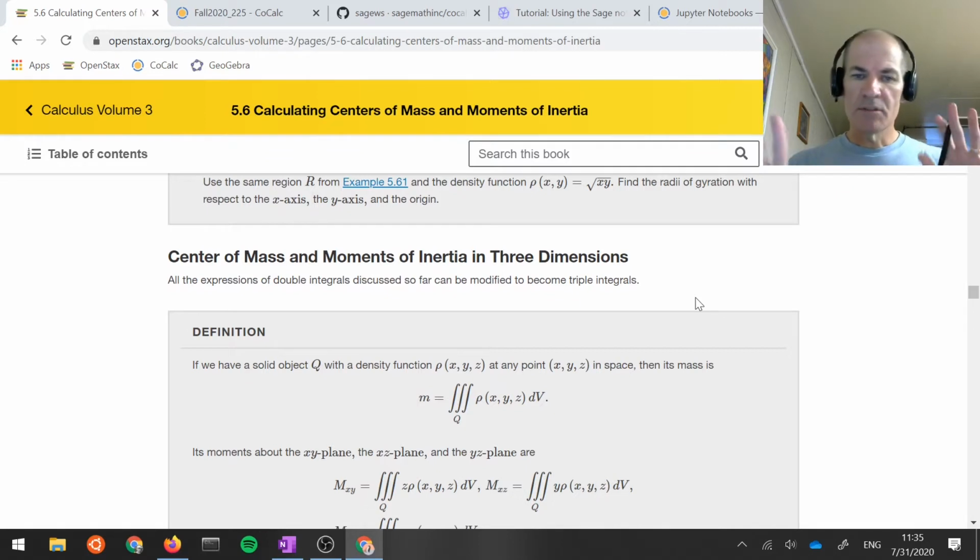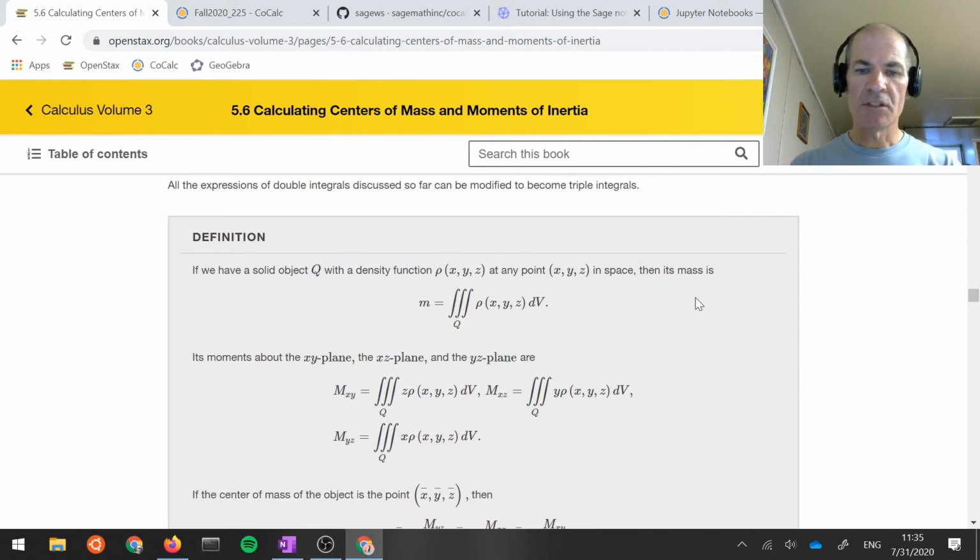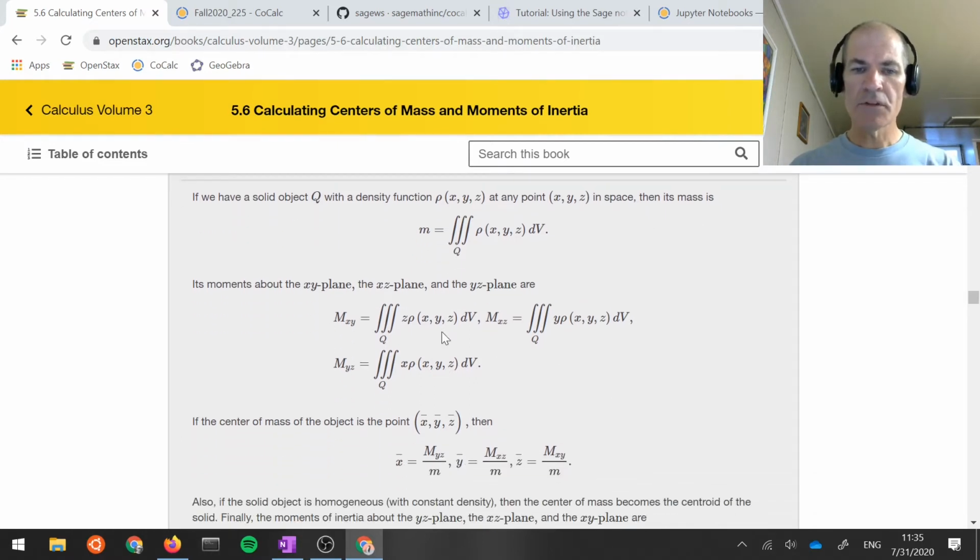I'm not going to spend a whole lot of time on centers of mass and moments of inertia in 3 dimensions. The generalization is pretty straightforward. The only difference is we have double subscripts on the moments, and now we're measuring the moment with respect to the xy plane, the xz plane, and the yz plane, the 3 coordinate planes.